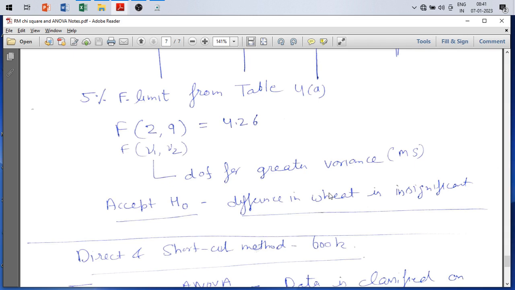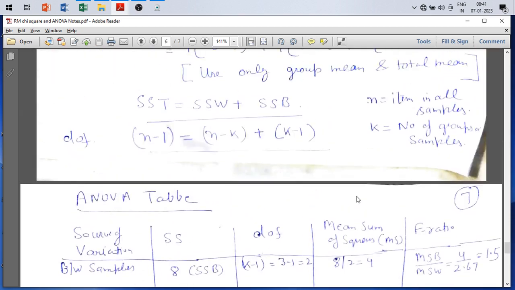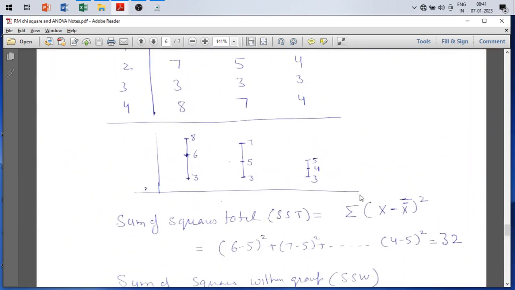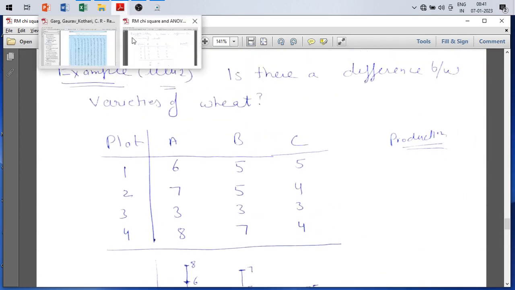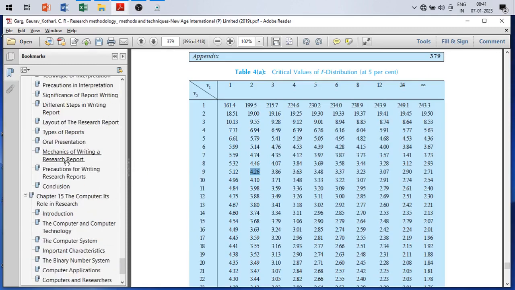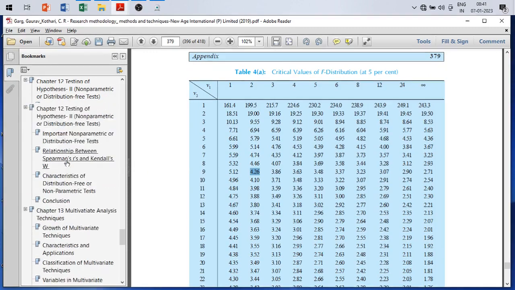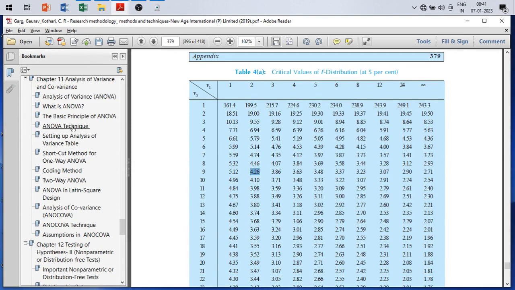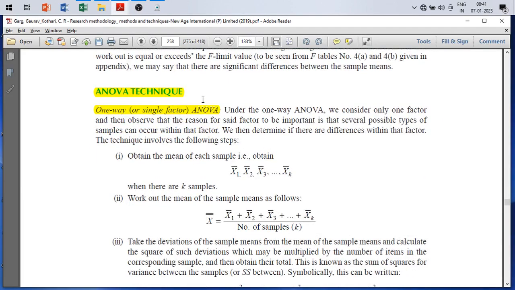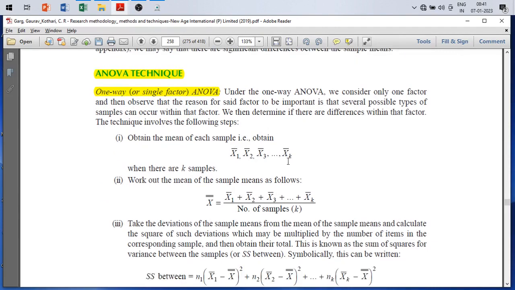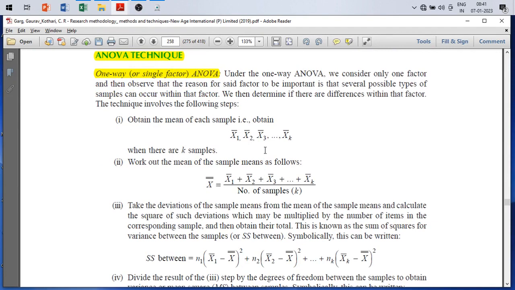So that is the process for this ANOVA test, which is called one-way ANOVA. And I will refer you to the book where the steps are given. You should go through this section. Here it gives the ANOVA technique, and the steps are given, which I already explained to you. You can go through these steps.